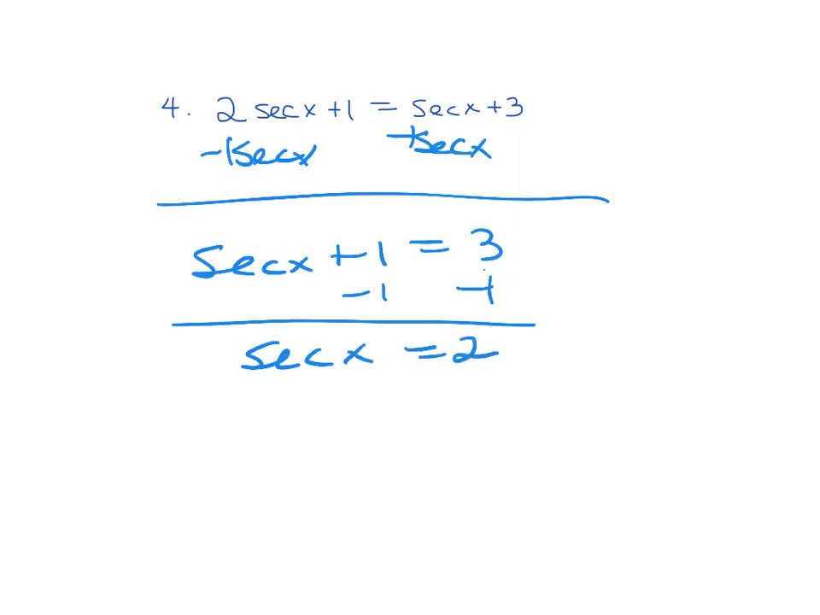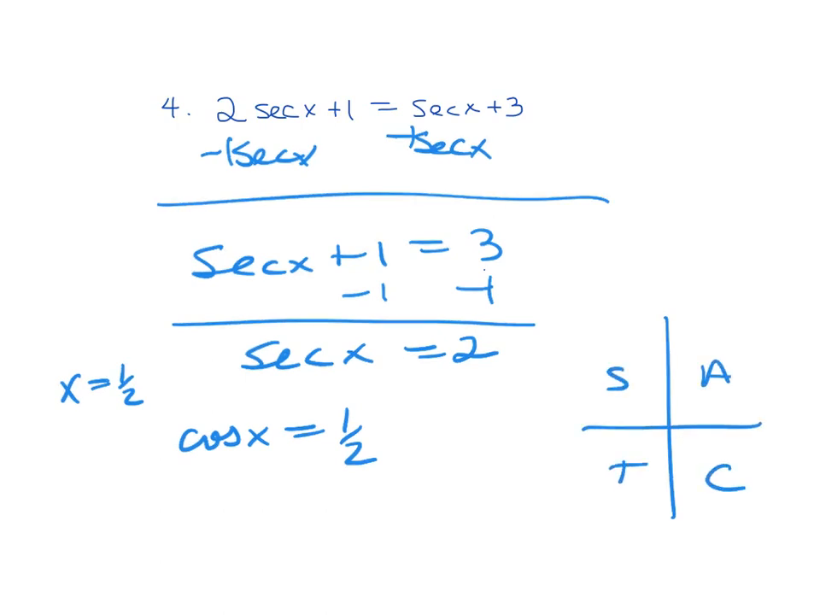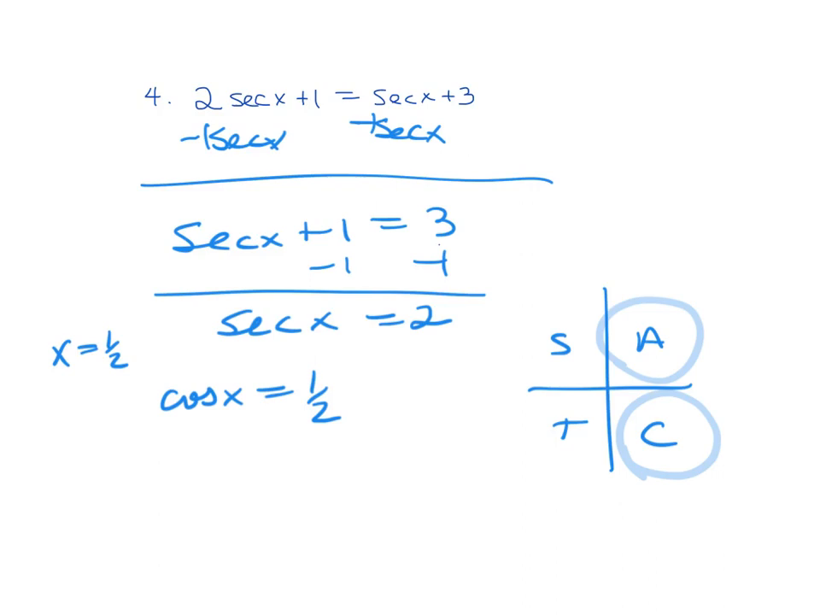Remember, secant is the reciprocal of cosine. So if I flip this to the reciprocal, this is actually something on my unit circle. So I'm going to be looking to see where x equals 1/2. So let's go ahead and do your All Students Take Calculus. So cosine's positive here and here. So I'm going to look for the x to be 1/2. And that's going to give me from my unit circle pi over 3.